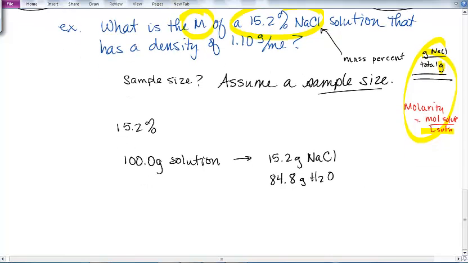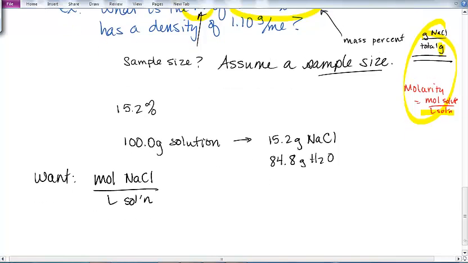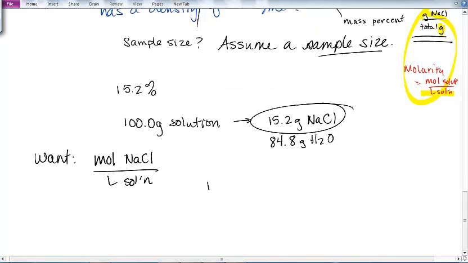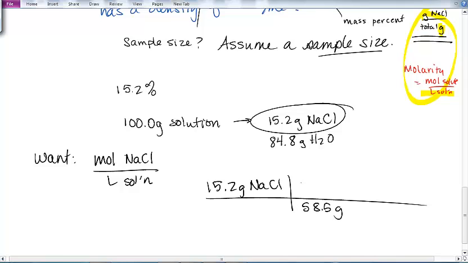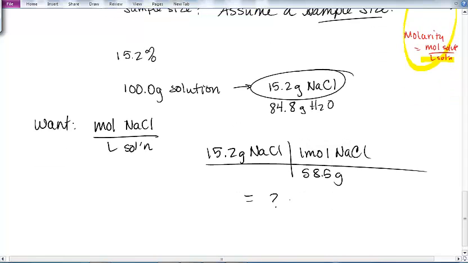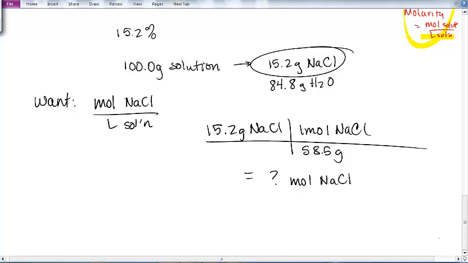But I need moles. I want molarity here, so I want moles of sodium chloride per liter of solution. So let's start with this. I can get moles of sodium chloride. So I have 15.2 grams of sodium chloride. Change that into moles. And I get some number of moles of NaCl. If you're clever and you have your calculator out, you can figure it out. I don't personally care what that number is right now, but you should.